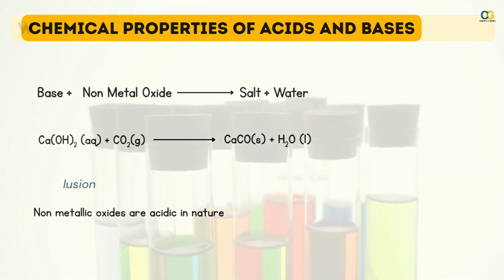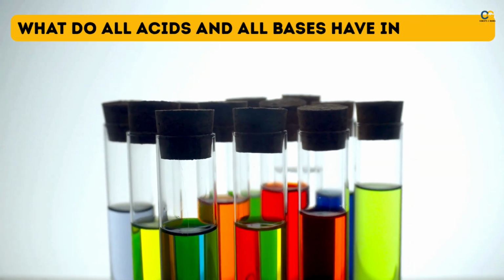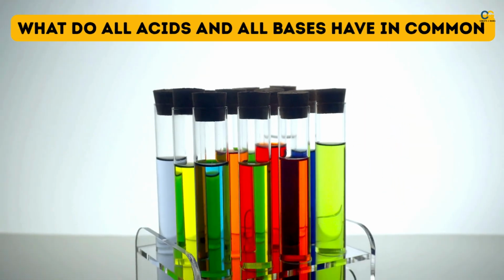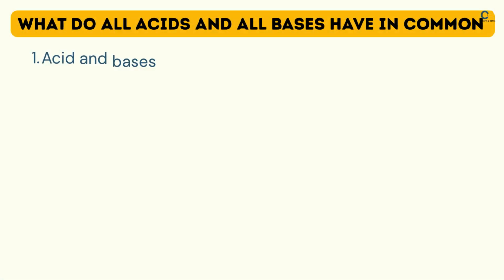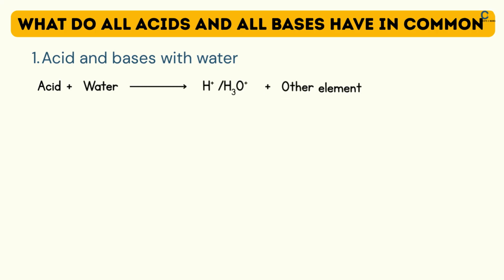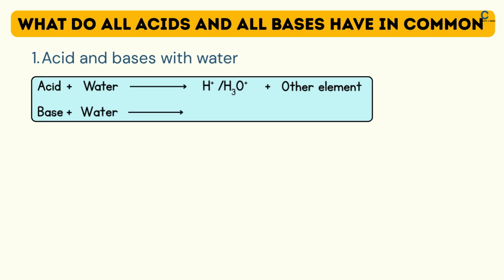Moving on, let us see what all acids or bases have in common, which is causing them to react similarly in all cases. To test this, we react the acid or base with water, and we note that acid and water gives rise to hydrogen or hydronium ions along with the other element, and a base with water generates a hydroxide ion, and these, when soluble in water, are called alkalis.